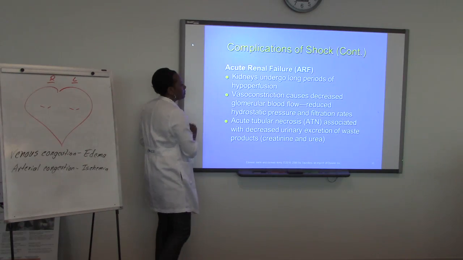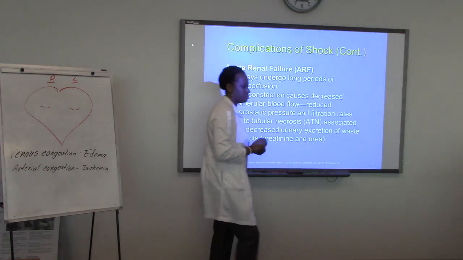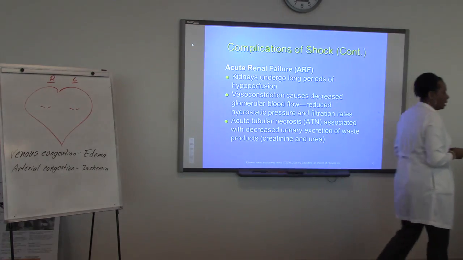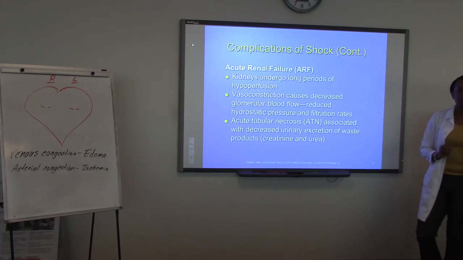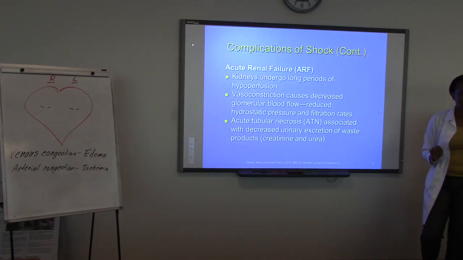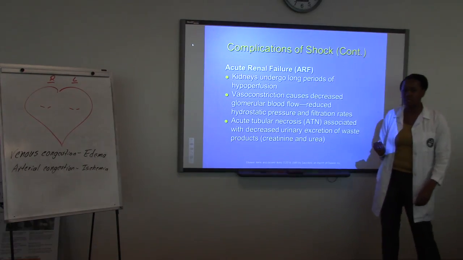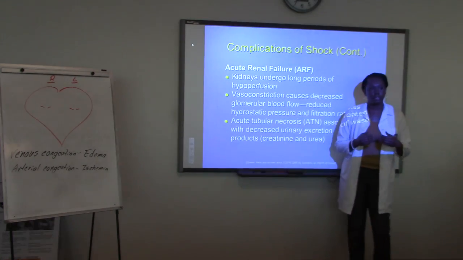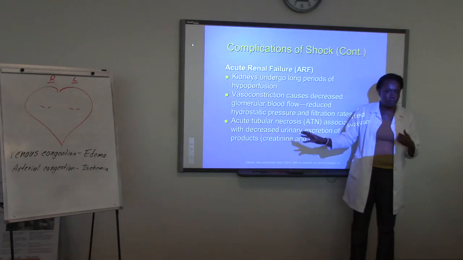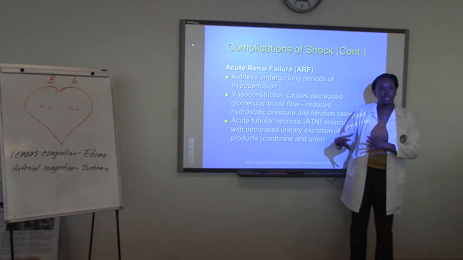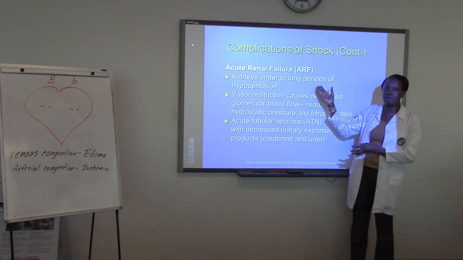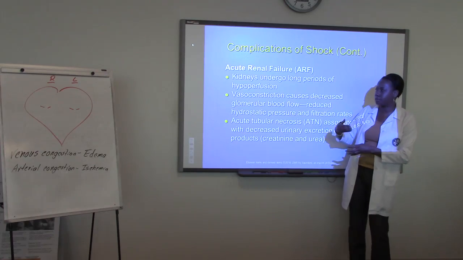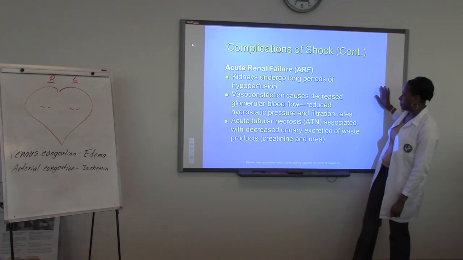Acute renal failure. Now, why would this be a complication of shock? Well, the reason is this. One third of blood gets filtered through the kidneys, which means if a person is undergoing shock, they're not getting blood flow, and the kidneys will suffer. So this patient can go into kidney failure because of the lack of blood flow. So that's that.